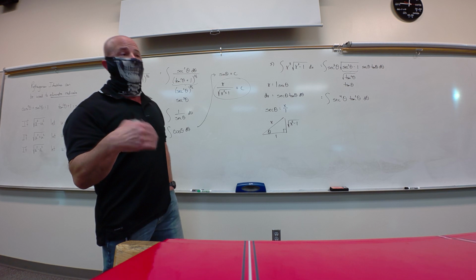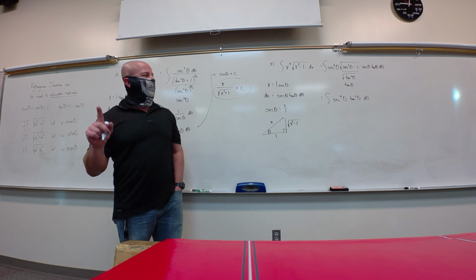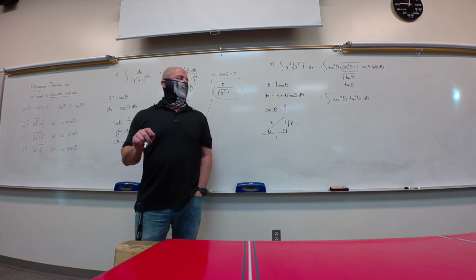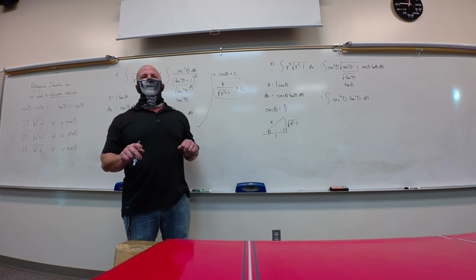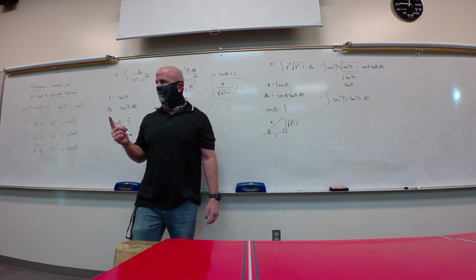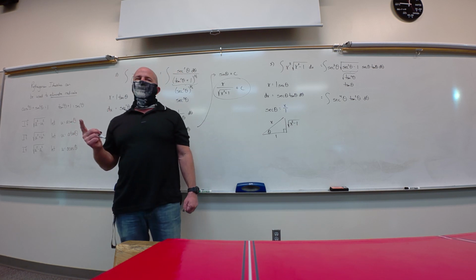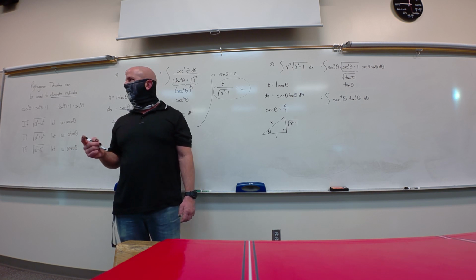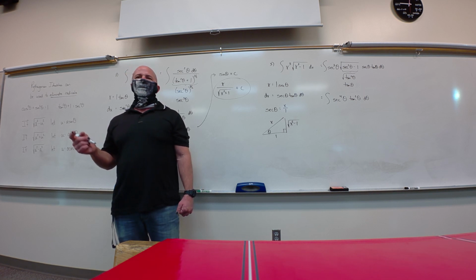All right, let's try the other way, just make sure. If u is secant, du is secant tangent, that leaves me one tangent. I can't change one tangent to secants. So that's where I want.